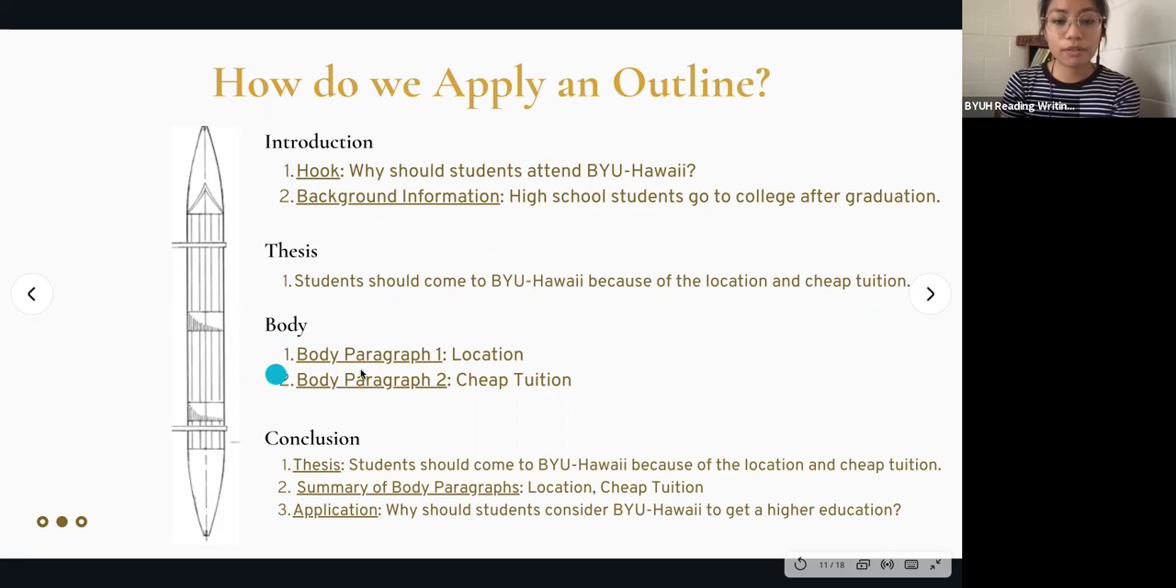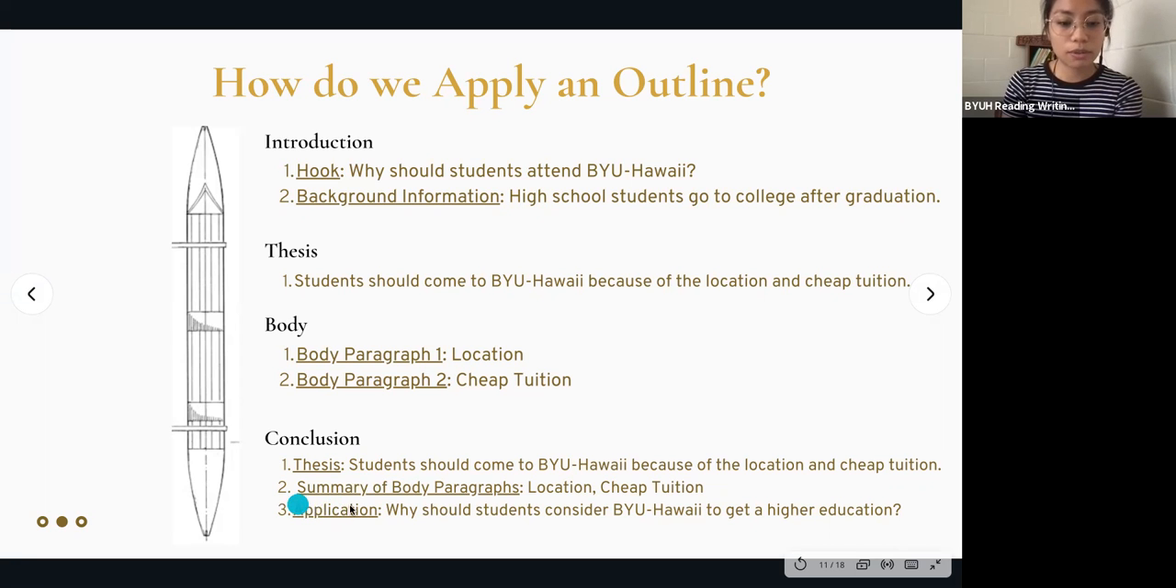And then the body paragraph, we divide it into two. So the first body paragraph is about the location, and then the second paragraph is about the cheap tuition. Then in conclusion, we will also restate our thesis statement. So students should come to BYU Hawaii because of the location and cheap tuition.